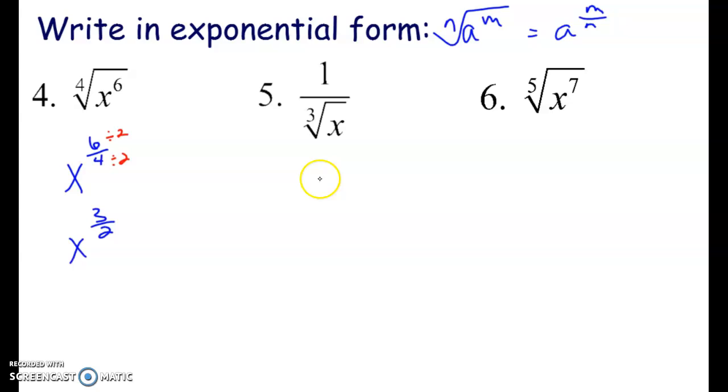Number 5, we can rewrite that as x to the, remember, if there's no exponent, it's like a 1. So x to the 1/3. If we wanted to put it up in the top, it would be x to the negative 1/3. And then finally, we can rewrite this one. Remember, just leave the original problem how it was, x to the 7th, and that index becomes the denominator of your fraction exponent.